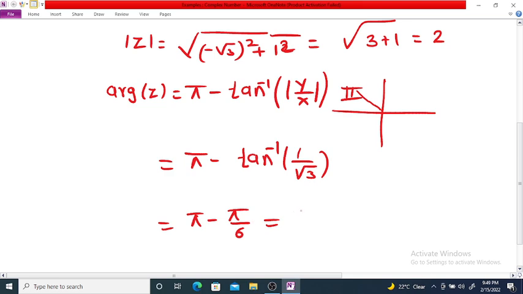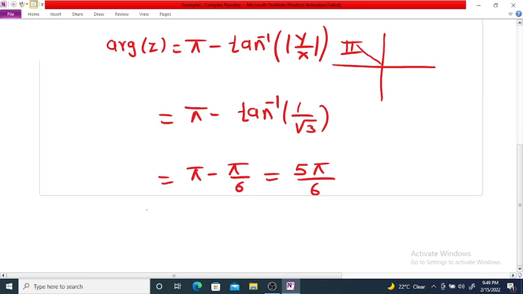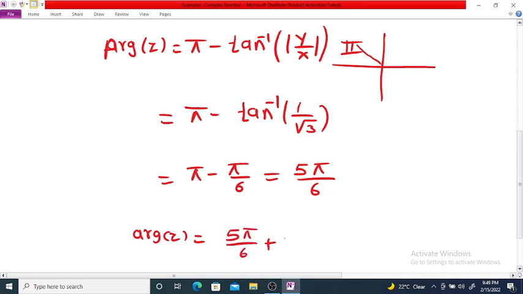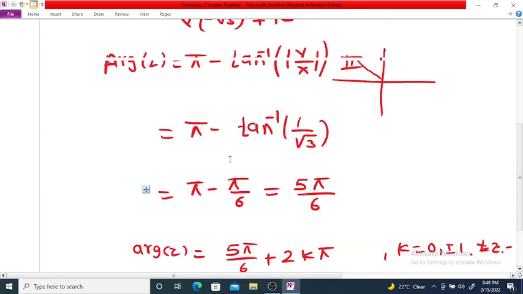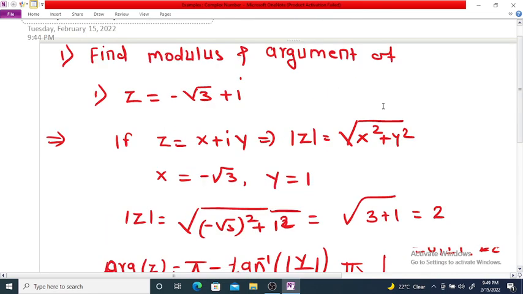So 6 pi minus pi, it is equal to 5 pi by 6, and therefore this is the principal argument of the given complex number. It is also denoted by capital Arg z, and the general argument can be obtained by adding 2k pi. The general argument of z is equal to 5 pi by 6 plus 2k pi, where k is equal to 0, plus or minus 1, plus or minus 2, and so on. So this is the general argument, and this is the principal argument. Here we want to determine just the principal argument. So the answer is 5 pi by 6, and the modulus of z is equal to 2.